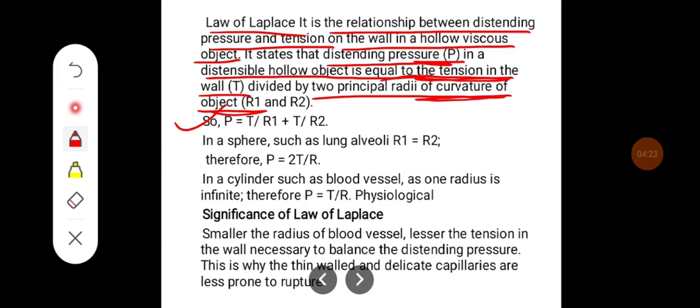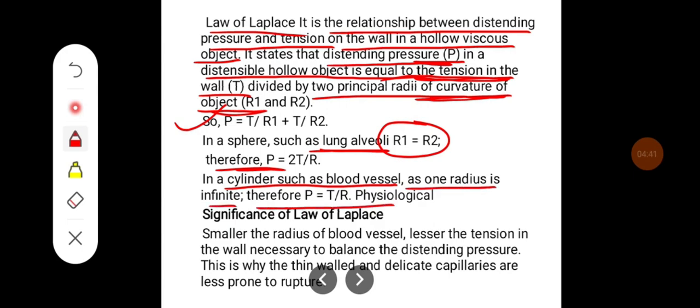In a sphere, like a lung alveolus, radius 1 is equal to radius 2. Therefore, pressure becomes 2T divided by R. In a cylinder such as a blood vessel, as one radius is infinite, therefore P becomes T by R.